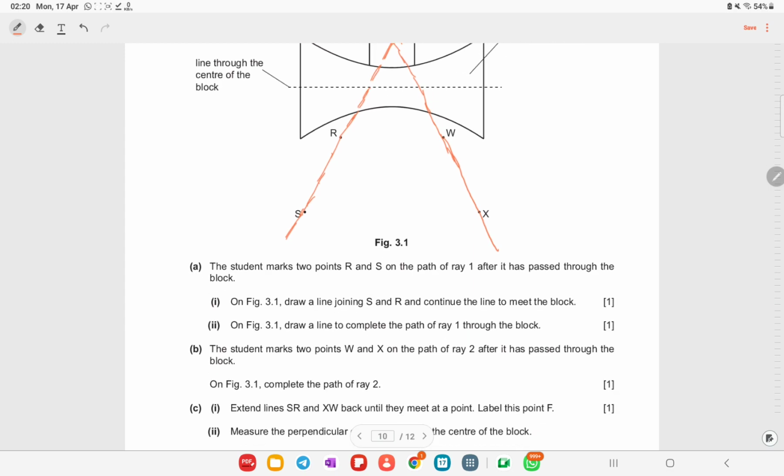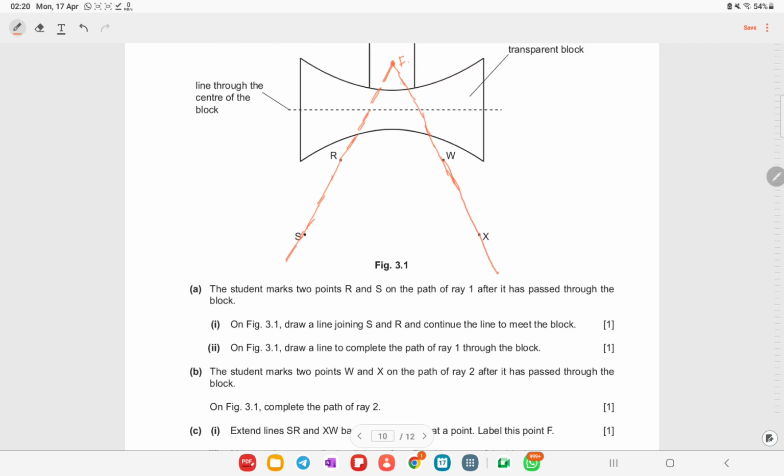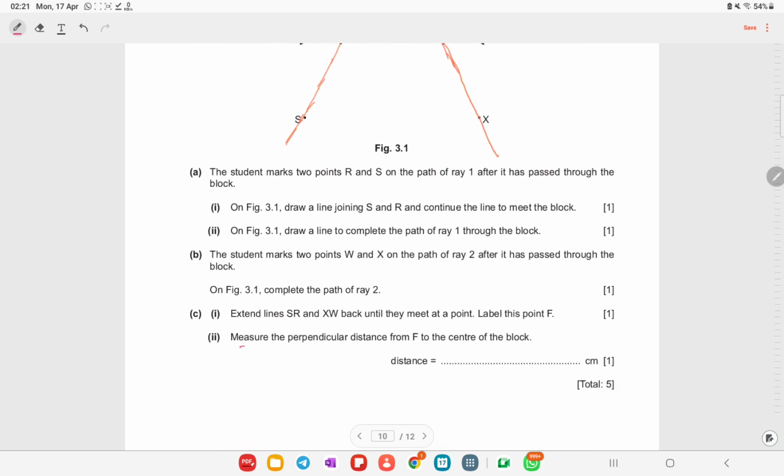Measure the perpendicular distance from F to the center of the block. So basically what they are asking is this distance. Let me change the color. This red line, and this is going to be the optical center, and this whole distance is going to be your focal length. So over here the question states that you have to measure it, with the help of a scale, so it's going to be like 2.3 centimeters. So you guys can do it easily.